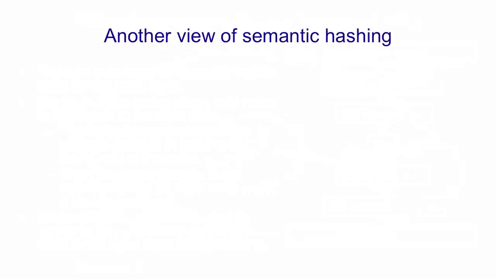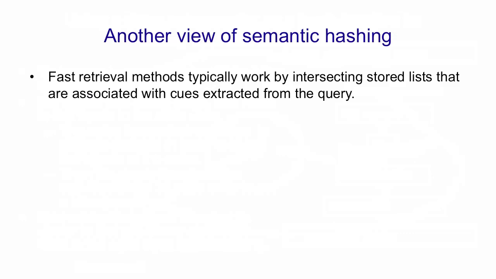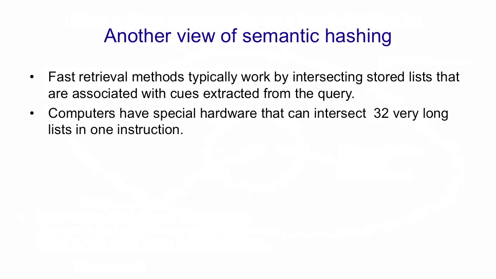Here's another view of what we're doing in semantic hashing. Most of the fast retrieval methods work by intersecting stored lists that are associated with cues extracted from the query. So Google, for example, will have a list of all the documents that contain some particular rare word, and when you use that rare word in your query, they will immediately have access to that list. They then have to intersect that list with other lists in order to find a document that satisfies all the terms in your query. Now, computers actually have special hardware that can intersect 32 very long lists in a single machine instruction. The hardware is called the memory bus.